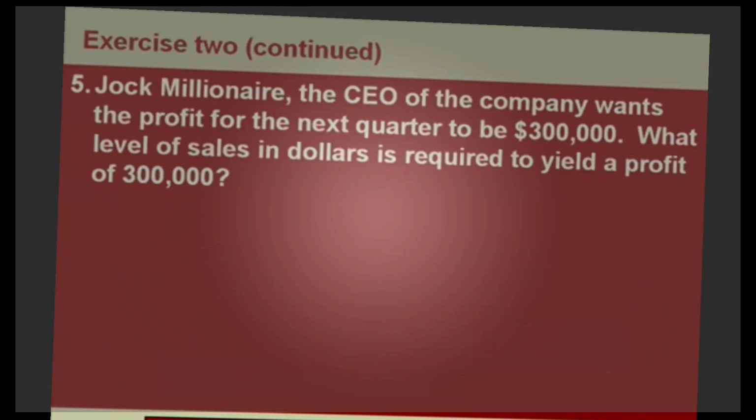And final question. If you want to make a profit of $300,000, what level of sales in dollars is required to yield a profit of $300,000? So they want to know, we want a bottom line profit, $300,000. How much do we have to sell in dollars? There you go. So you have 5 parts to this question.